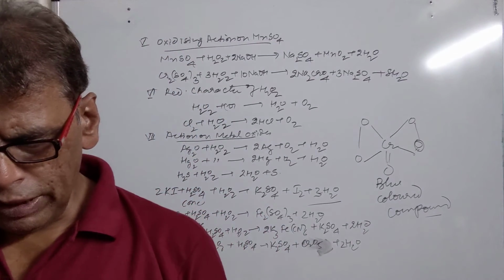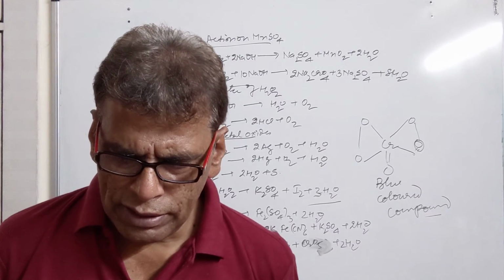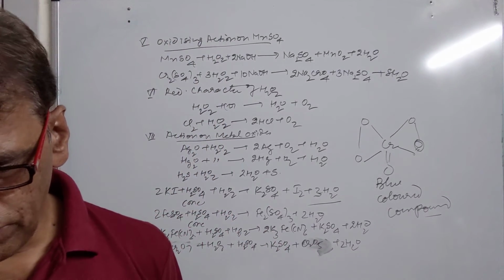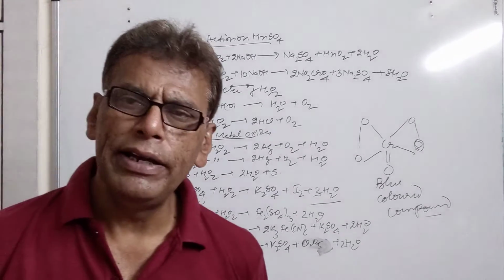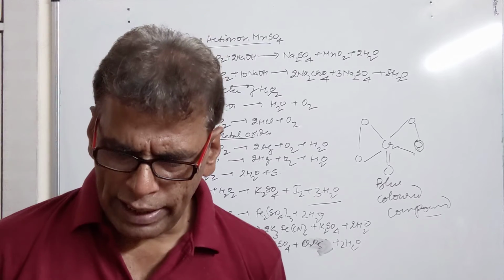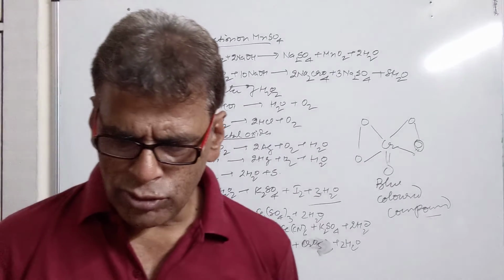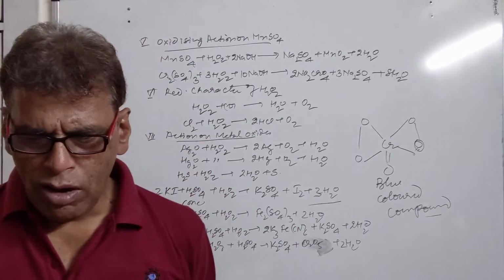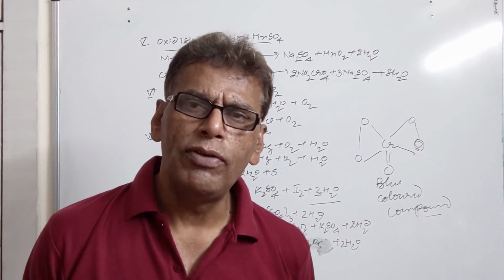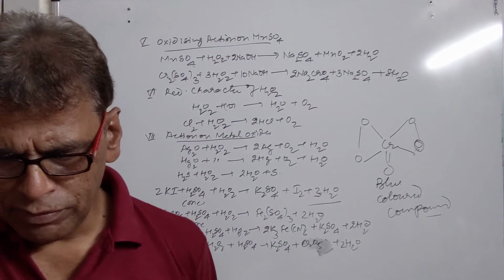Then we have some tests for H2O2 sample. H2O2 turns moist starch iodide paper into blue colored paper. It turns lead sulfide, which is black, into lead sulfate, which is white in nature. On treatment with acidified solution of titanium salt, orange color is produced, that is due to formation of H2TiO4, which is called pertitanic acid.